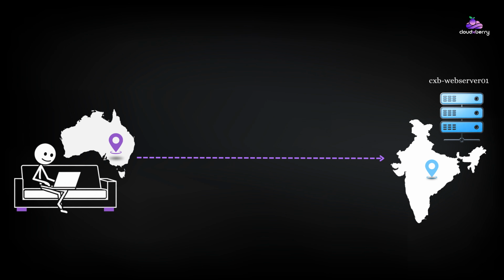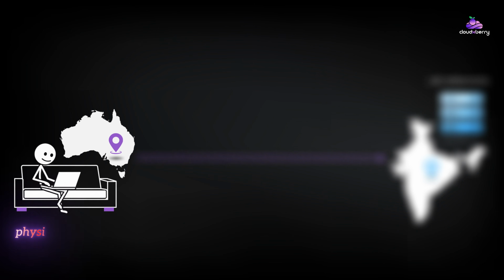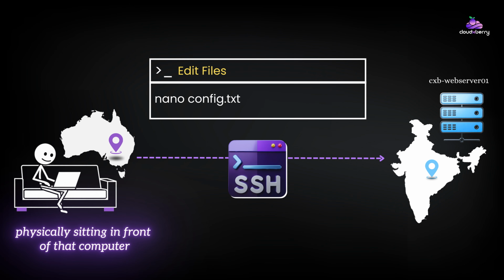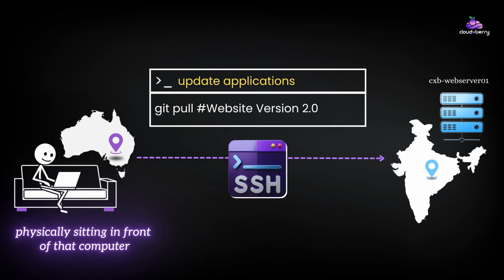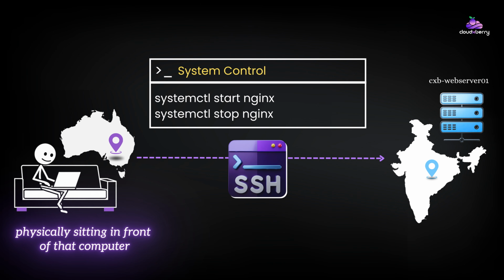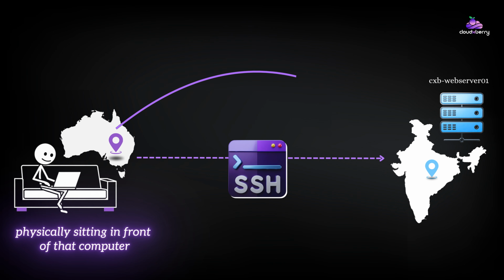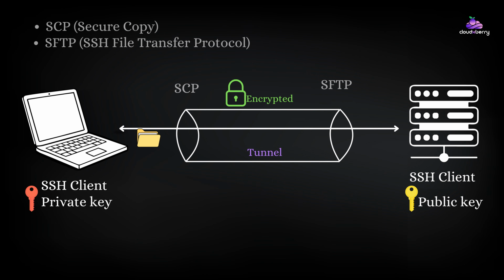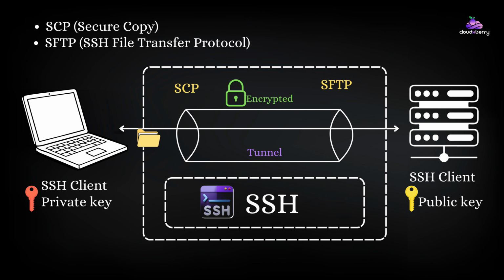So what can you do once you're connected? Pretty much anything you could do if you were physically sitting in front of that computer. You can install software, edit files, run scripts, restart services, check logs, update applications, and manage the entire system. The only difference is that the computer may be located hundreds or thousands of miles away. SSH can also be used to securely transfer files between machines using tools such as SCP and SFTP, which are built on top of SSH.